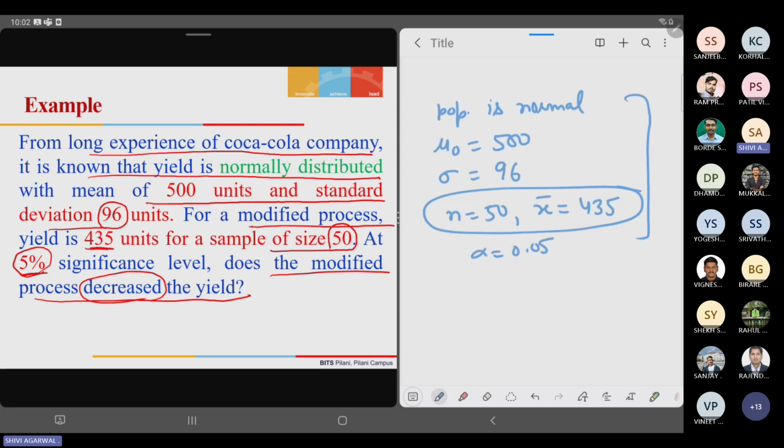Now we have to make the hypotheses. So what is HA? We are talking about the mean, so mu, compared with mu naught, and it is decreased. So HA is mu less than mu naught. H naught is the contradictory of it: mu is greater than or equal to mu naught. And since mu is less than mu naught, it is left tailed. Got it? Any query in this one?